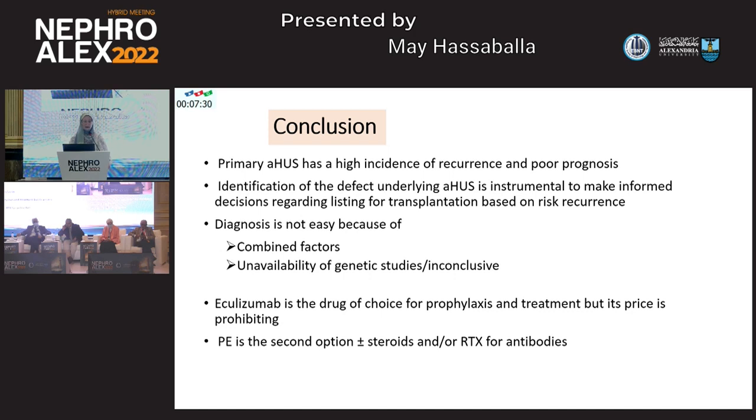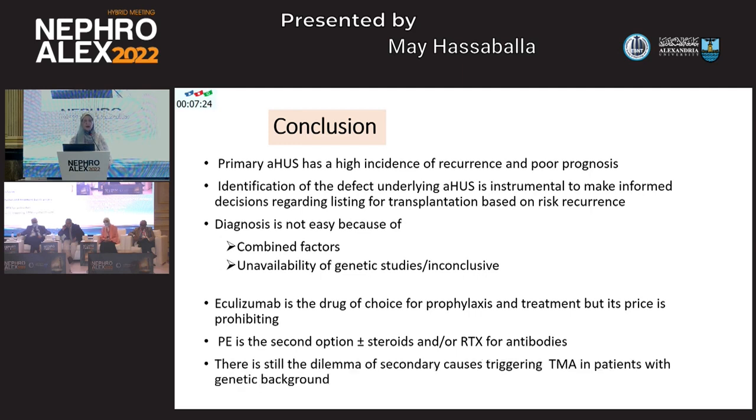Plasma exchange is a second option, plus steroids and or rituximab for the presence of autoantibodies. And there is still a dilemma of secondary causes triggering TMA in a patient with a genetic background.